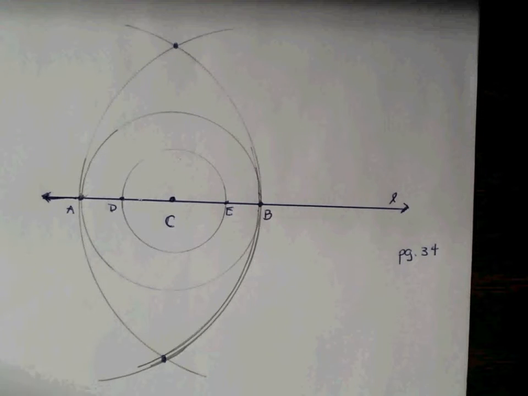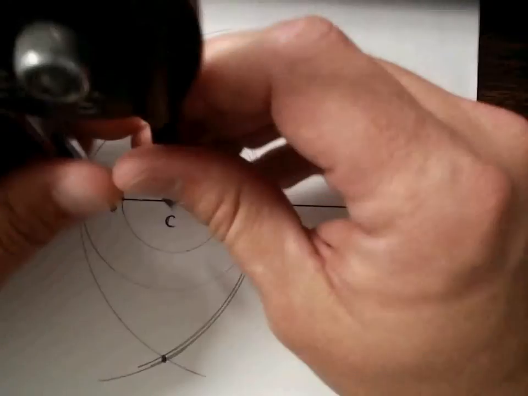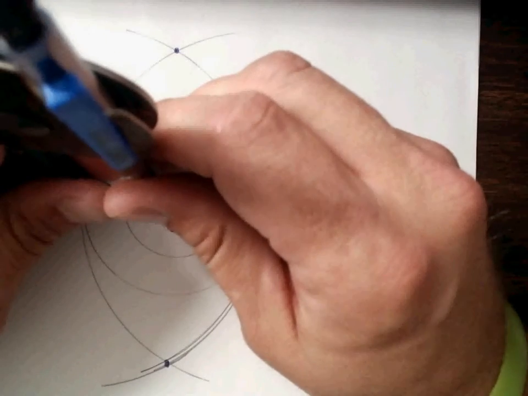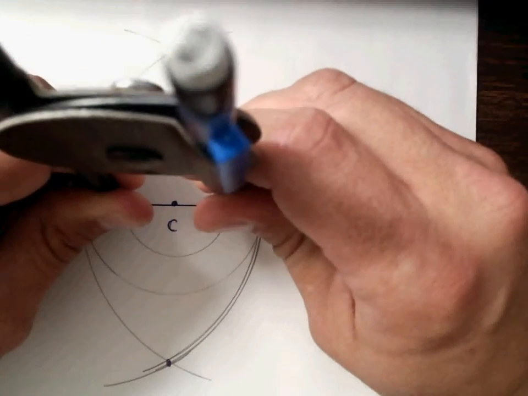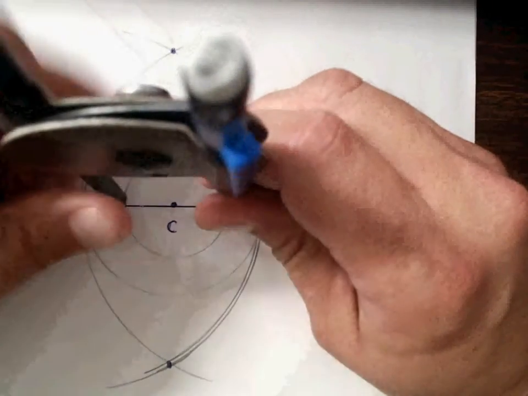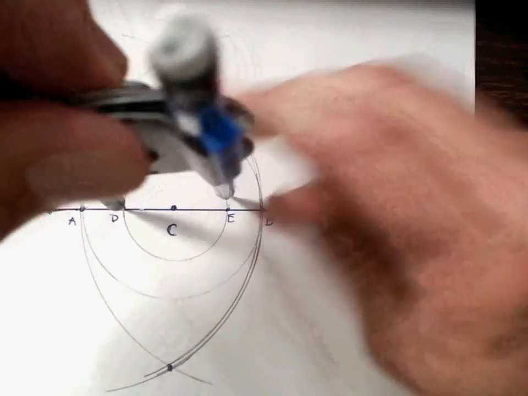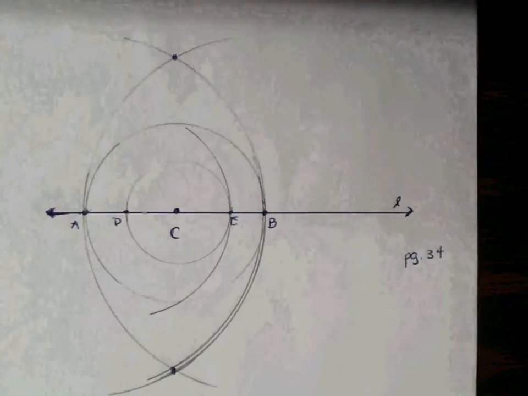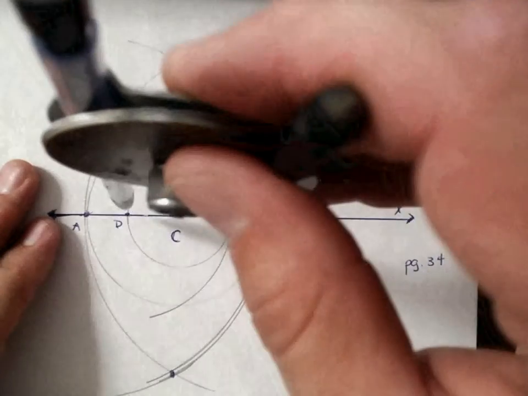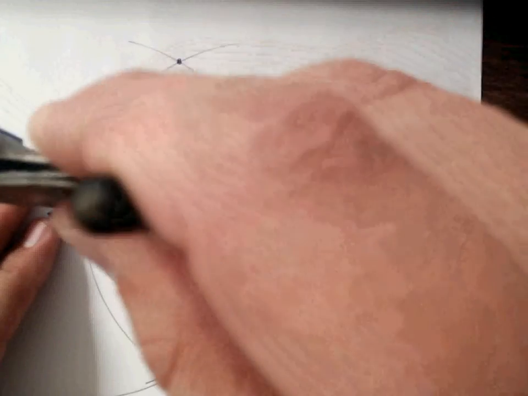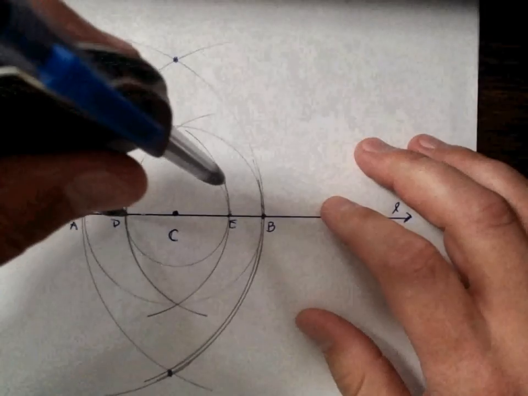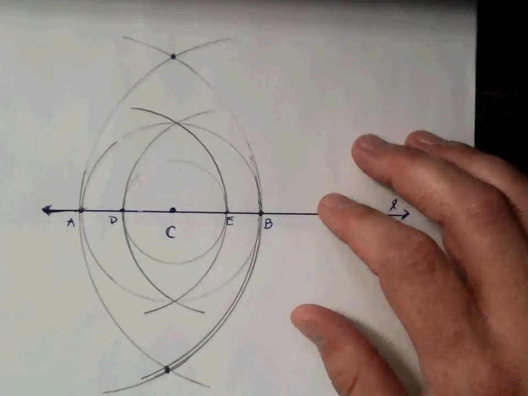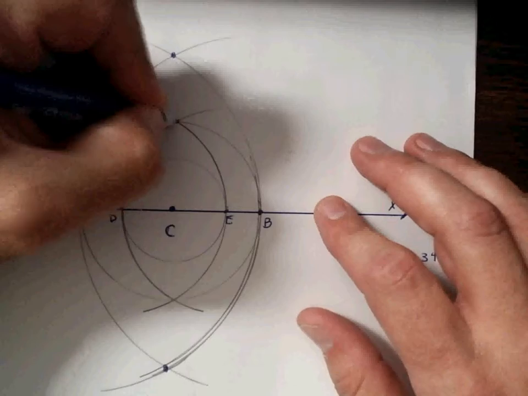Now I want you to see something else. If I use the smaller one, I put my point at D, my pencil at E, and I'm going to draw a circle at center D that has radius DE. Then I'm going to go over here and do it to the other side. And here's another intersection point, right?